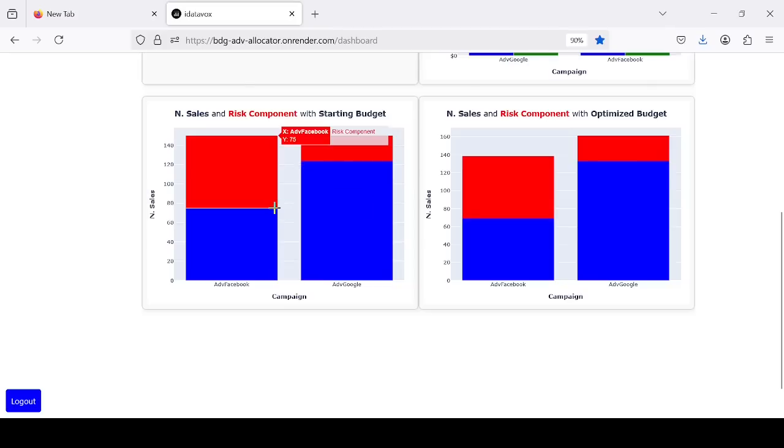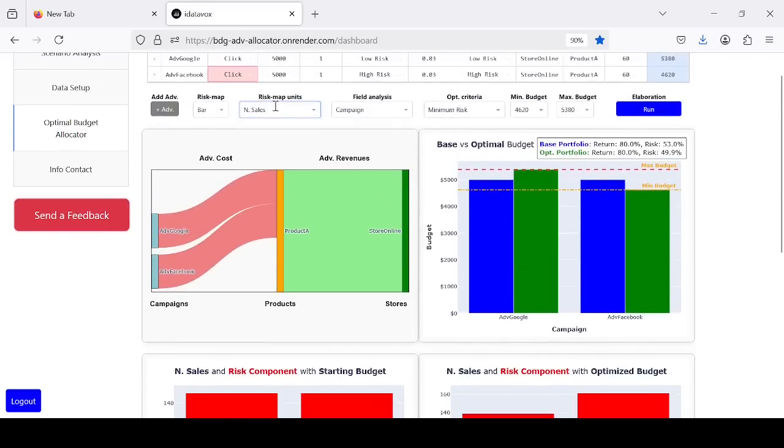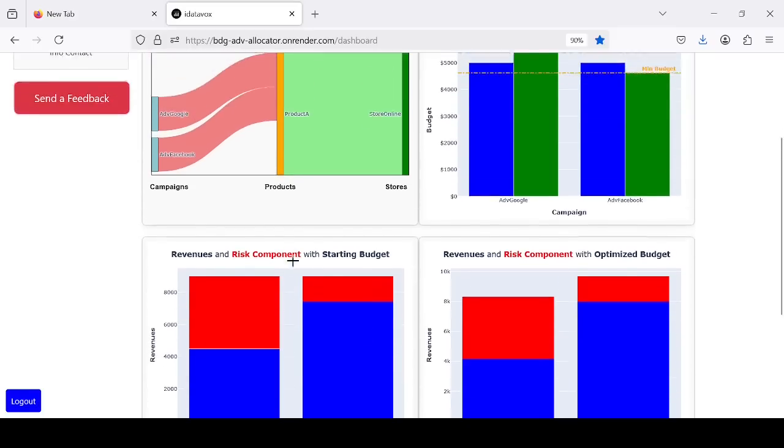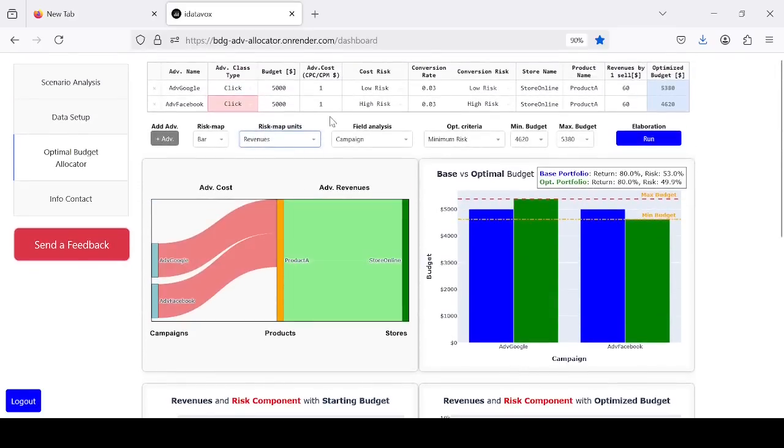We may also quantify the potential losses looking at the revenues, setting the risk map unit equal to revenues. Looking at the corresponding plot, we observe that the revenues generated by Ad Google drop from $9,000 to $7,500, while those generated by Ad Facebook drop from $9,000 to below $4,500. Therefore, a 50-50 budget split isn't optimal, and the level of potential losses is significant.